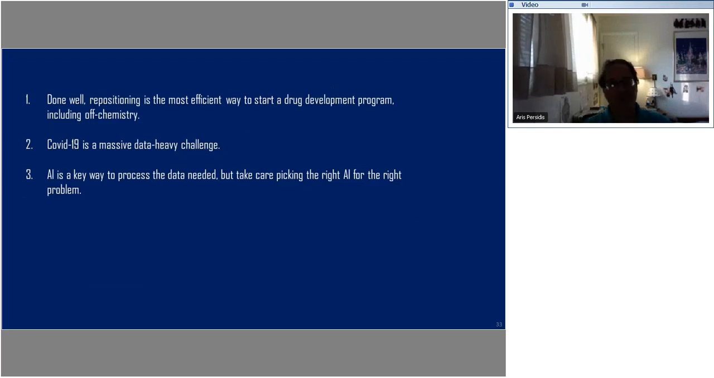I'm going to summarize. Done well, repositioning is an amazing platform. It's actually done by everyone, but it's not always done well. And hopefully I've given you ideas of what's good and what's not good.